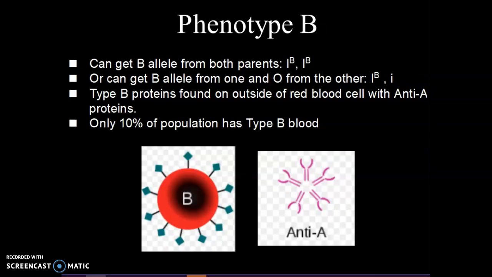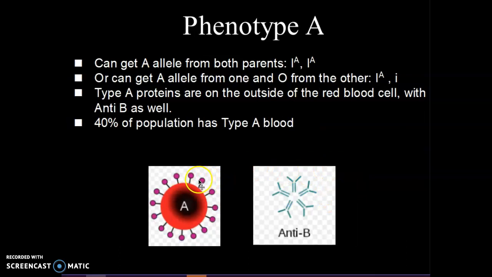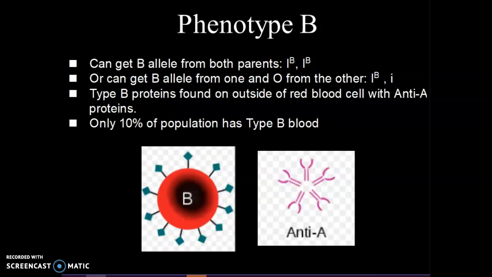All right, so phenotype B, same thing. You can get two B's from each parent, or you can get a B from one parent and an O from the other and still have type B. But you also have anti-A's. Notice how these are round. So that means they can actually hook up with these and they clot. So that's why A blood can't get B blood and B blood can't receive A blood. And we'll talk about that in a minute also.